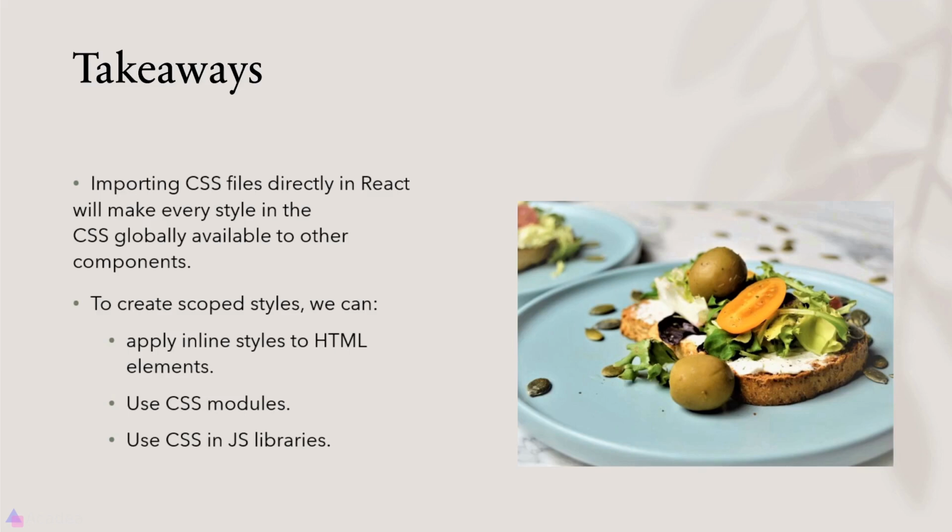Key takeaways for this lesson. If we import a CSS file directly inside a React component, it will make every style inside that CSS file globally available to other components, which is a big no-no. To create scoped styles, we have a few options. One is to apply inline styles to HTML elements. Two is to use CSS module. And lastly, we can use CSS in JS libraries.